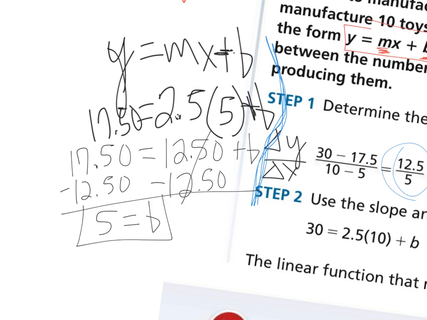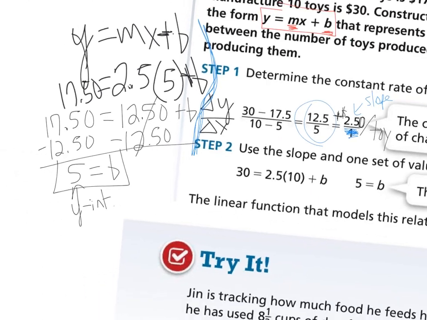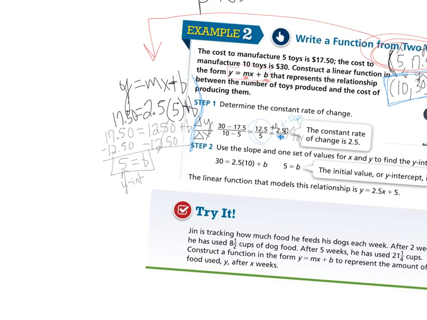And that comes out to a 5. So remember, B is our y-intercept. So our y-intercept is 5. We already said our slope is 2.5. So that means that our equation, like I said, is y equals 2.5x plus 5.